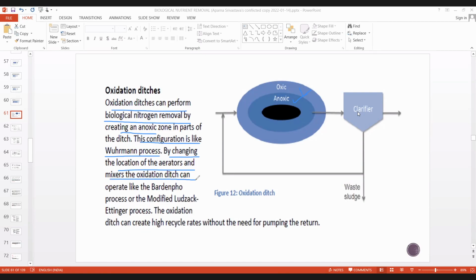So that's why the good thing is, this oxidation ditch can create recycle rates without the need of pumping for the return. But what will be the disadvantage? Can anybody tell? It is a combination of many processes. What are the disadvantages?